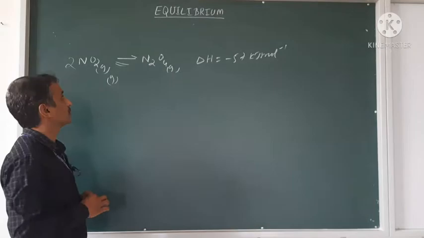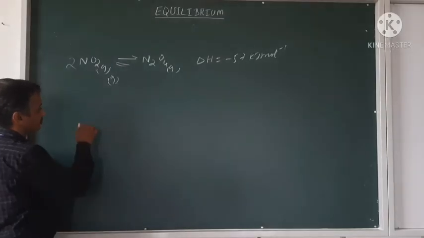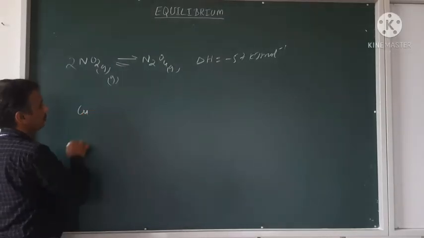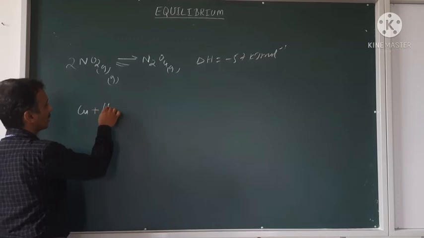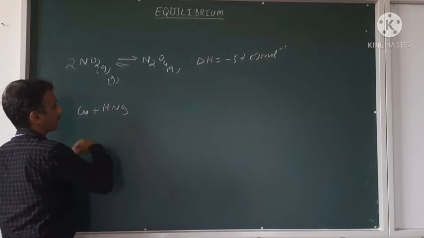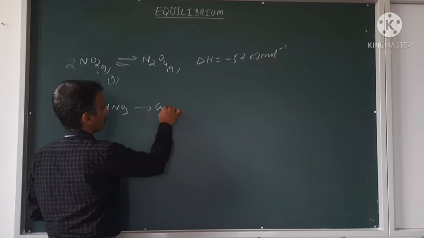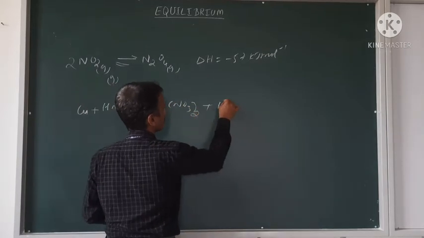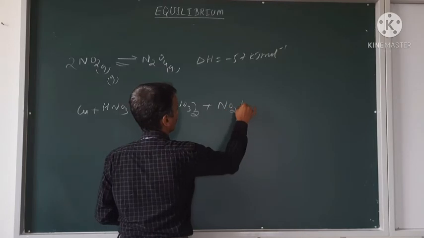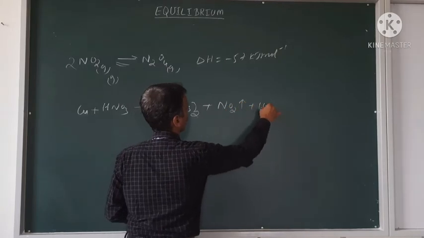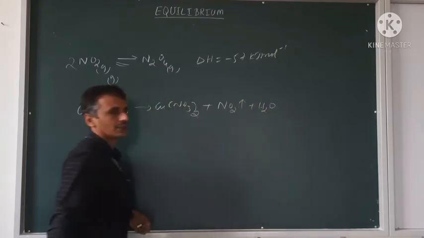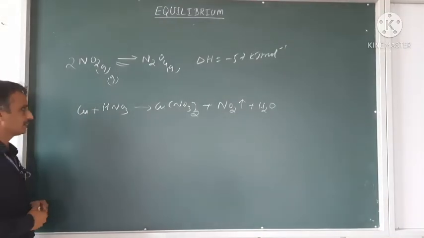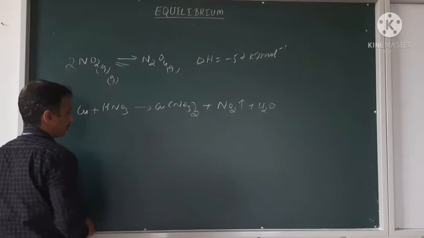See how to get this NO2 gas. You take copper and put it into concentrated HNO3. We get cupric nitrate along with NO2 gas and the water molecule. The equation is not balanced, you have to write the balanced equation.